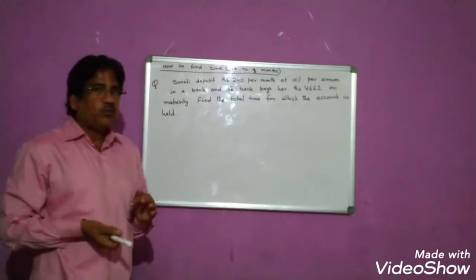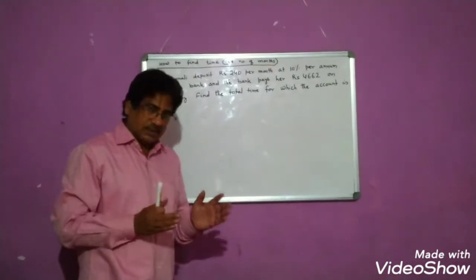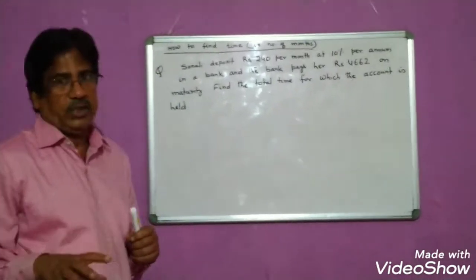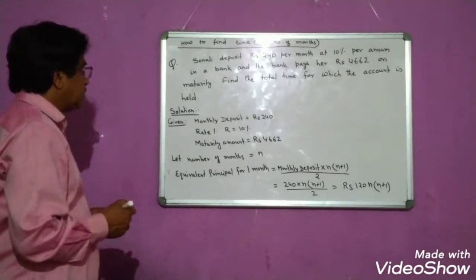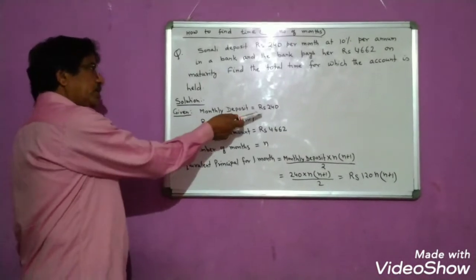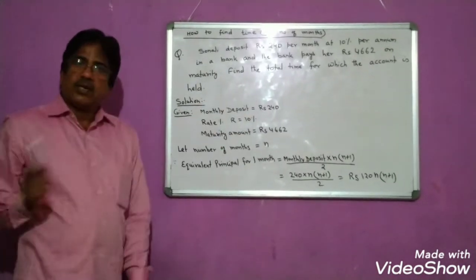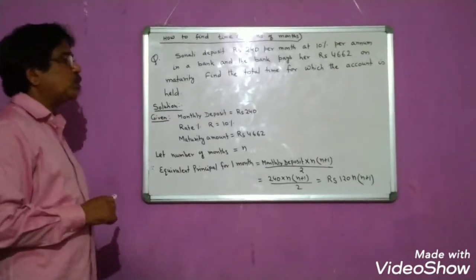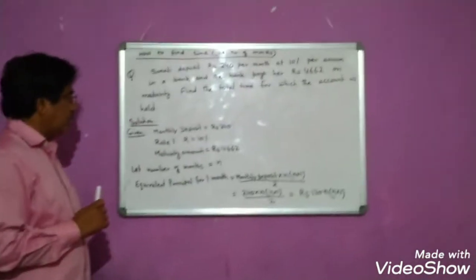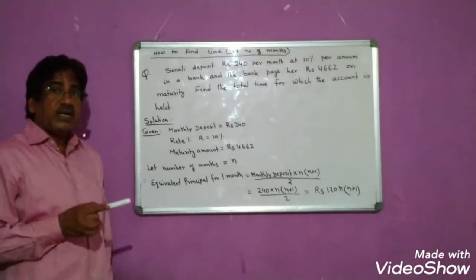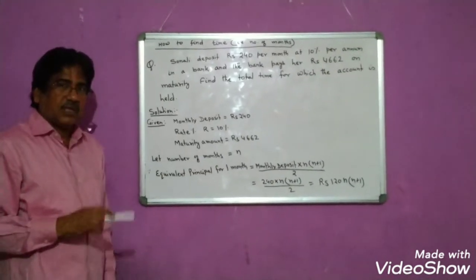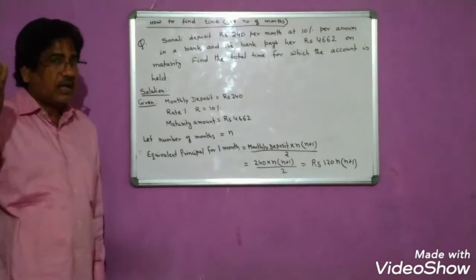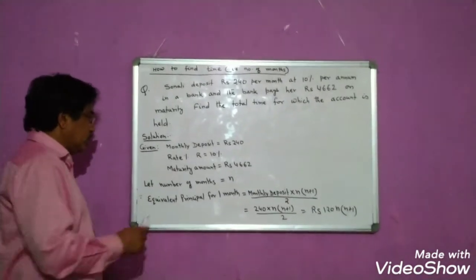What we have to find? We have to find for how many months Sonali deposited rupees 240. What is given in the question? The monthly deposit is already given as rupees 240, the rate percent is given as 10%, and the maturity amount is given as rupees 4,662. Now let us assume that the number of months be n. Now we have to follow the same 4 steps which we discussed earlier. First of all, we will find out the equivalent principal for 1 month.